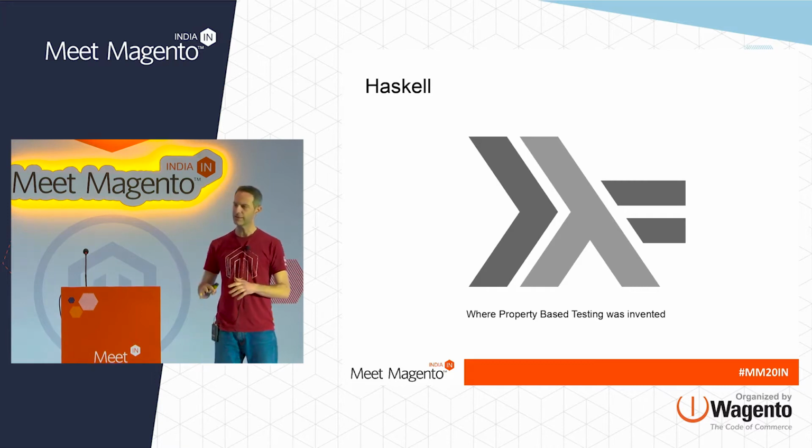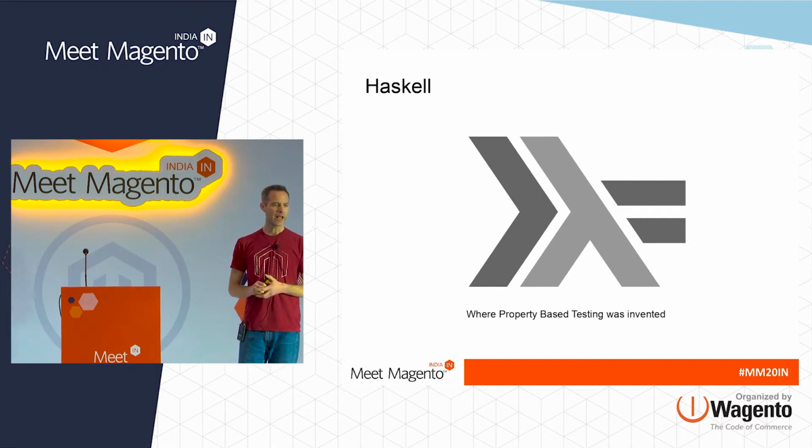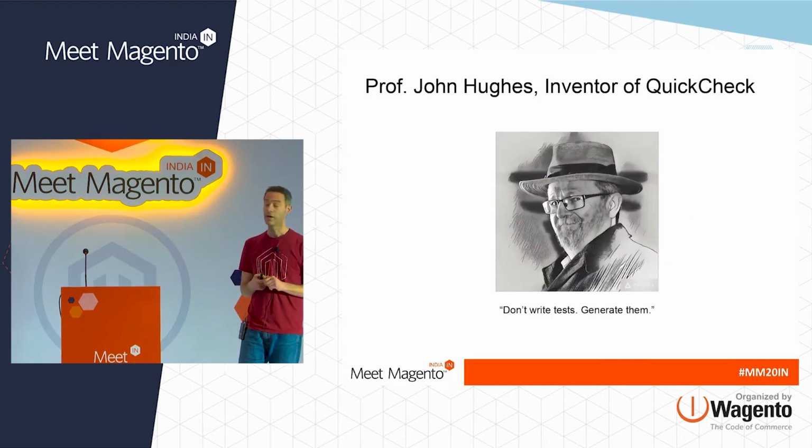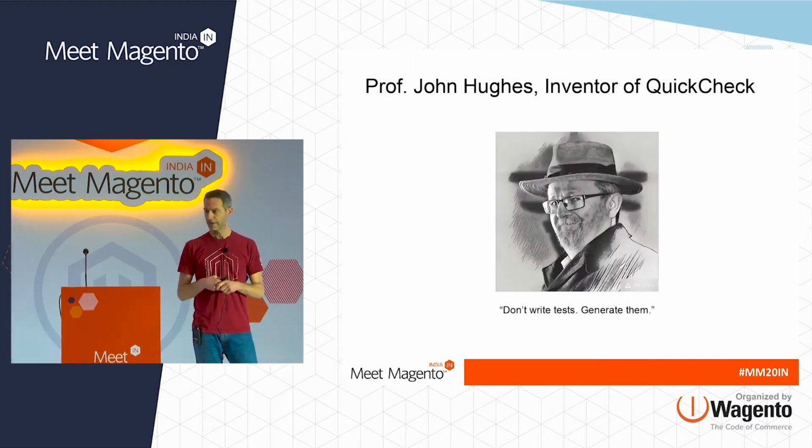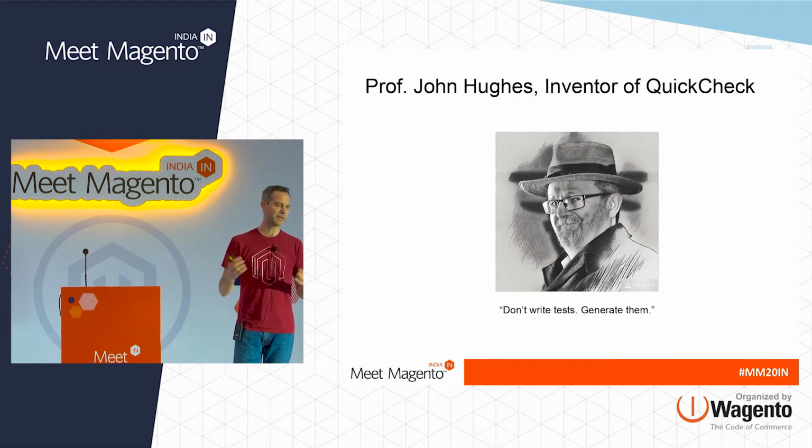Property-based testing was invented in the Haskell community. Now, Haskell is a language I am not familiar with. I have great respect for it, but it's a pretty foreign book for me. I did a workshop once or twice, but I never really felt at home there. But that's where property-based testing was invented, by this person here, Professor John Hughes. He is professor of computer science at Chalmers University in Göteborg, Sweden. And he released a tool called QuickCheck in 1999. So that's where property-based testing originated.